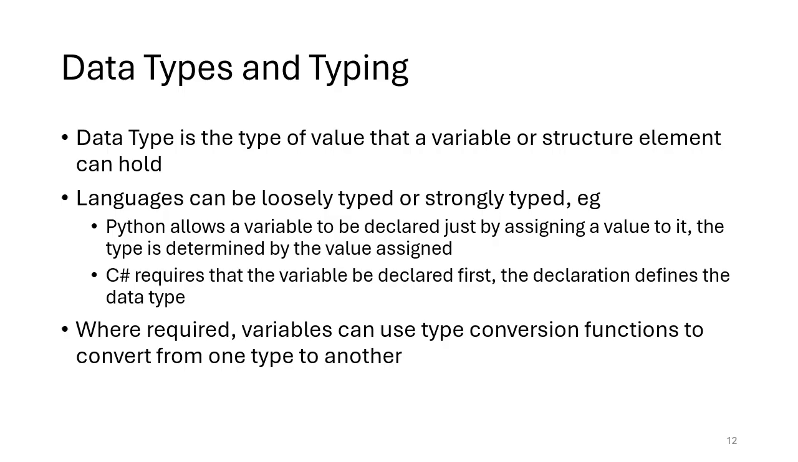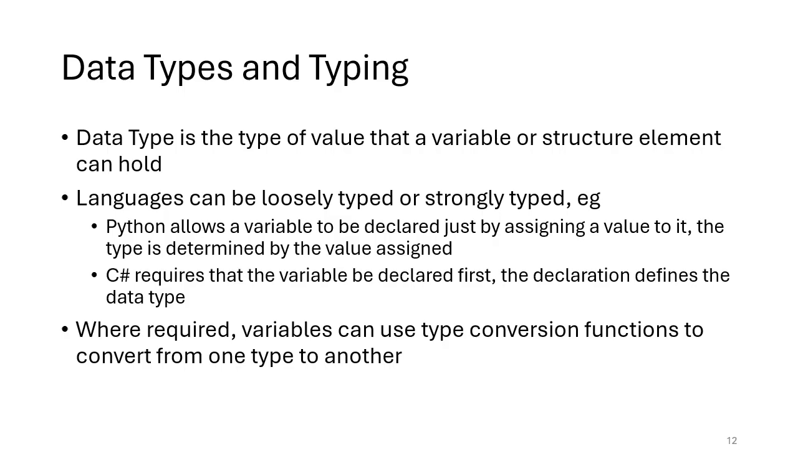Now, different languages have different levels of data typing. Some languages are very loosely typed, but some are very strongly typed. So for example, with Python, you can define a variable just by assigning a value to it, and the type is determined by the value assigned, and that may change later depending on what sort of calculations you do. For example, if you say value equals 5, then Python will assume that the value variable is going to be a number, and then that number can be compared against other numbers.